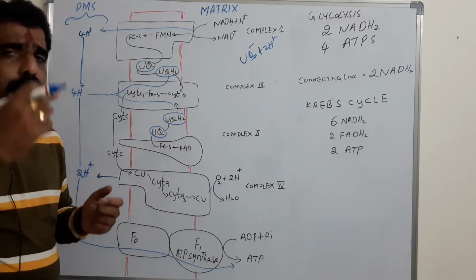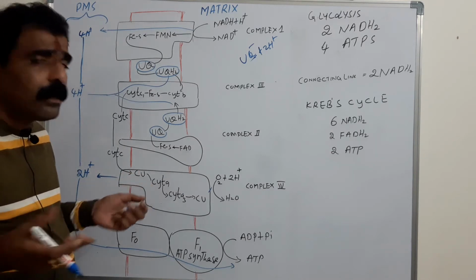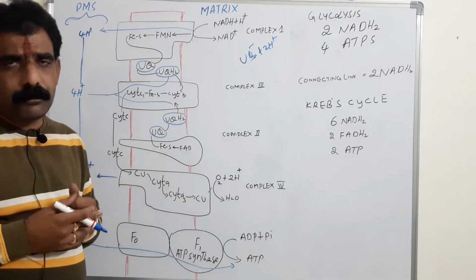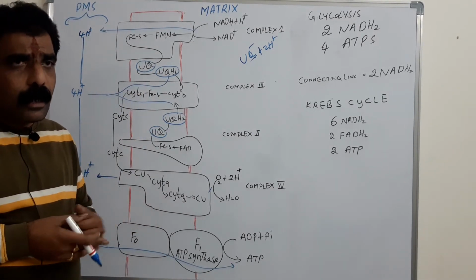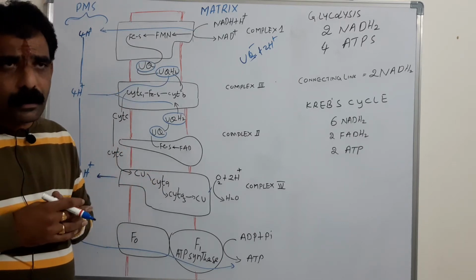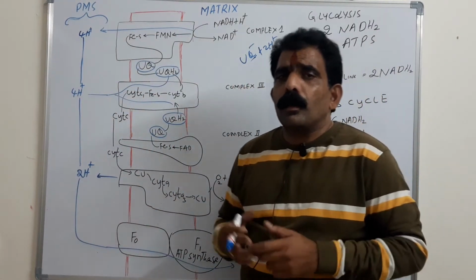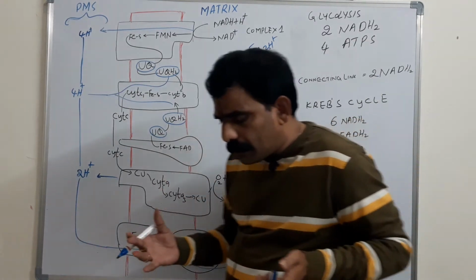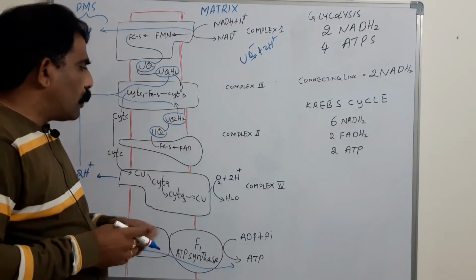Totally, how many reduced coenzymes are there? The 12 reduced coenzymes are there. In glycolysis 2, in the connecting link reaction 2, that is 4 NADH2s, and in the mitochondrial matrix 6, that is 10, and 2 FADH2 are also present in the mitochondrial matrix. Together, 12 reduced coenzymes are there. Of them, 10 are NADH2s and 2 are FADH2s. It means, suppose the electron transport system is operated 12 times, every time the electron transport system is operated, half a molecule of oxygen is consumed.